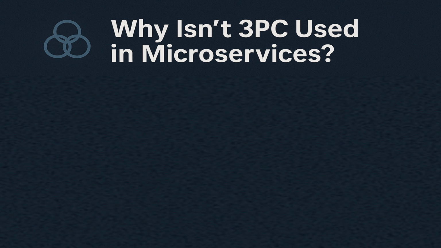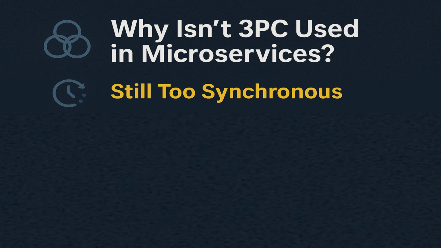So now let's understand the issues associated with three-phase commit. In microservices, network delays, retries, and partial failures are very common. The more phases there are, the more chances of something going wrong. The first issue is that the communication between the services and the coordinator is still synchronous. All the participants and the coordinator still need to respond in real time.